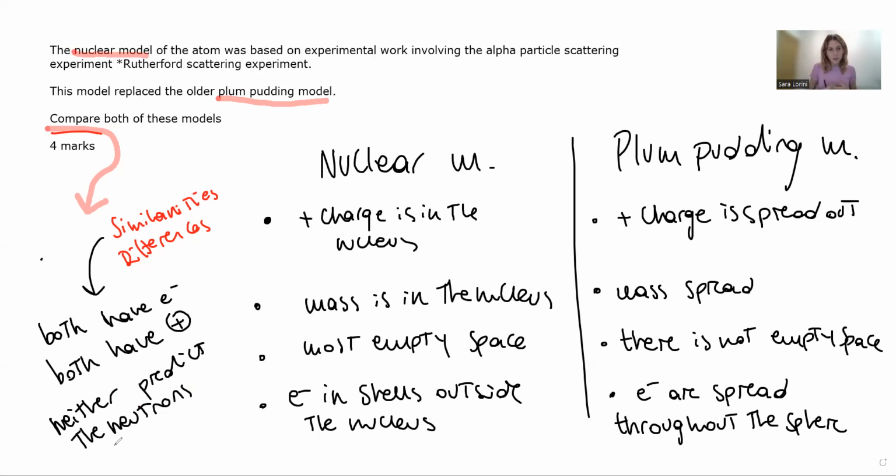So this is to say that comparisons would be similarities and differences. There are plenty of differences, so they're easier to spot, and you can just write them down in comparative language, and then you can guarantee the 4 marks. Otherwise, think carefully about the similarities because they may not be as straightforward to guess as it seems.